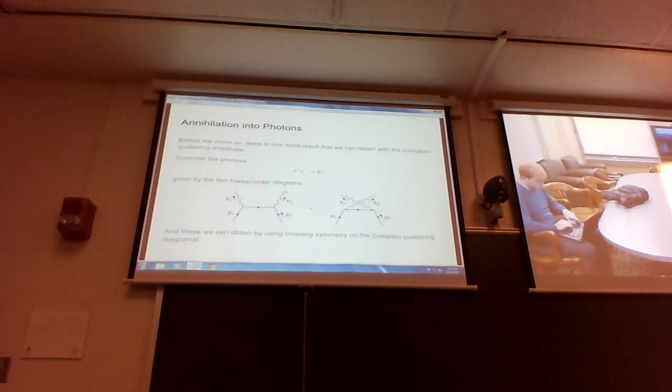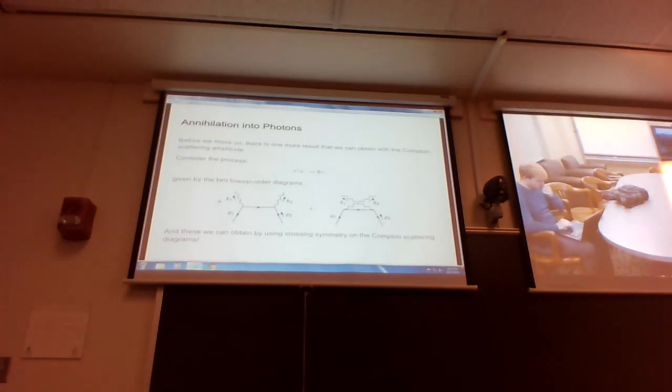Okay, so this is the process: e+ e- goes to 2 photons, and we have 2 diagrams. Again, remember this is from Peskin, so the time is going up. We have a t-channel diagram, and because we have identical final state particles, we have to consider the u-channel diagram. But like we talked about last time, there's a one-to-one correspondence between this diagram and the diagram that you get from crossing symmetry in Compton scattering.